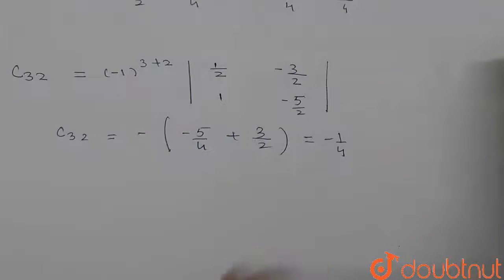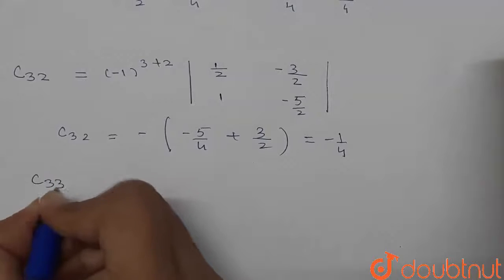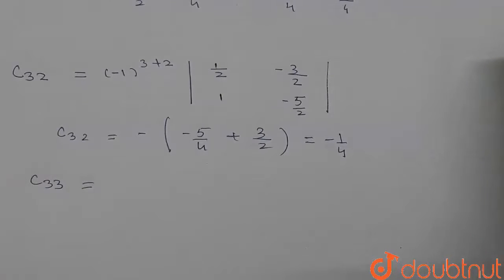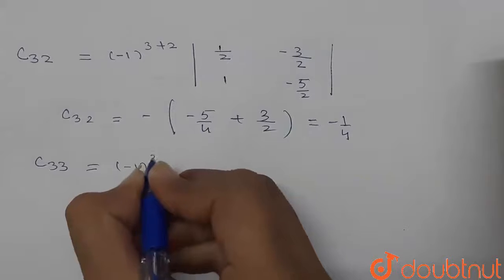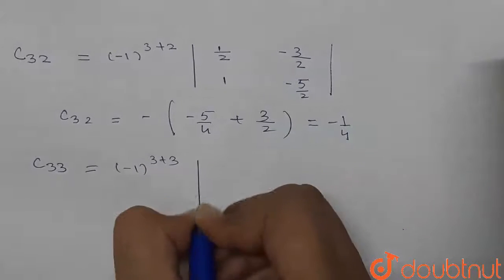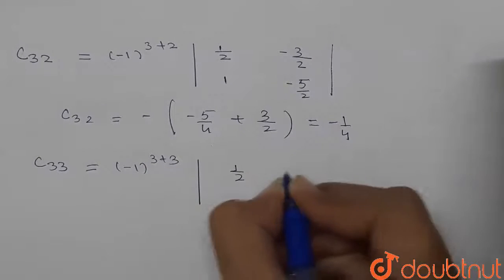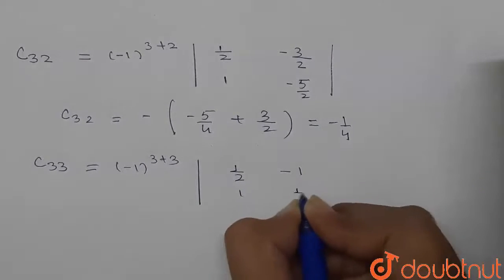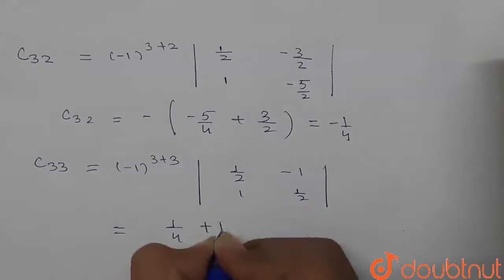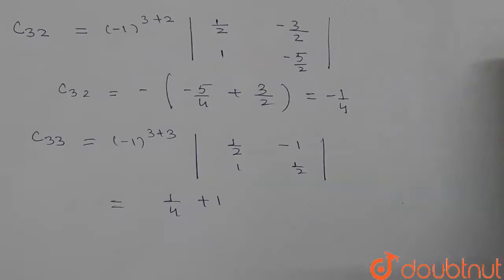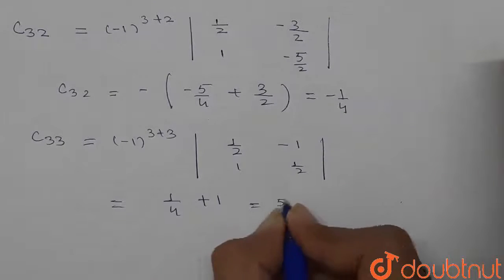Okay, now we will find C33. That will be equal to what? That will be equal to minus 1 raised to power 3 plus 3 into determinant of 1 by 2 minus 1, 1, 1 by 2. On solving it, we will get 1 by 4 plus 1. Okay, power will be positive because power is even. So 1 by 4 plus 1, that is equal to 5 by 4.